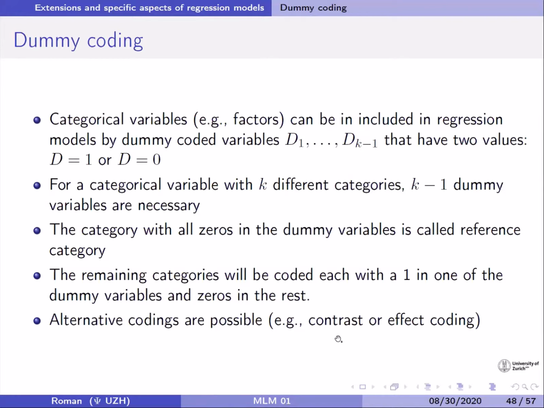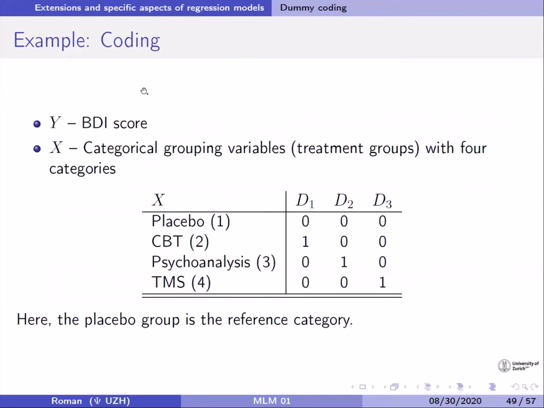Now, advanced codings are possible, contrast and effect codings. This should have been covered in regression, and we won't do much of this in our course. So here's an example for you. If we're predicting the BDI, or Beck Depression Inventory score, from a set of treatment groups, placebo, cognitive behavioral therapy, psychoanalysis, and TMS, and we want to compare each of these groups to a placebo category, the dummy-coded matrix will look as follows. The placebo group has all zeros here.